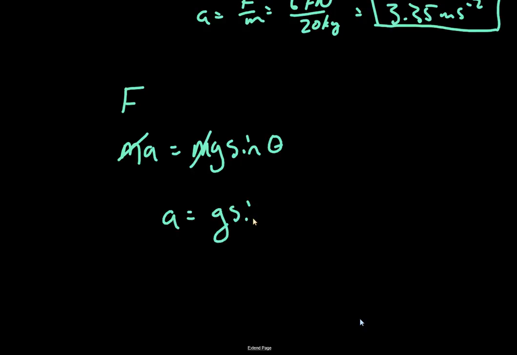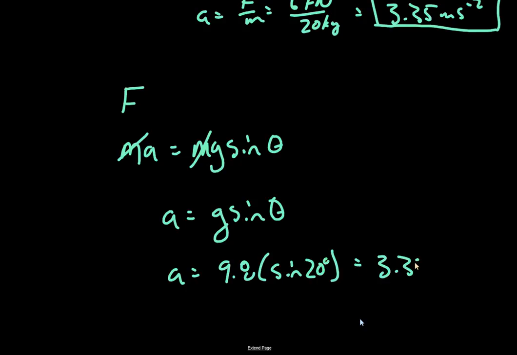We can just do it like this. A equals g sine theta. So A in this case is g, 9.8, times the sine of 20 degrees. You also always get 3.35 meters per second squared. And I think we'll leave it there.